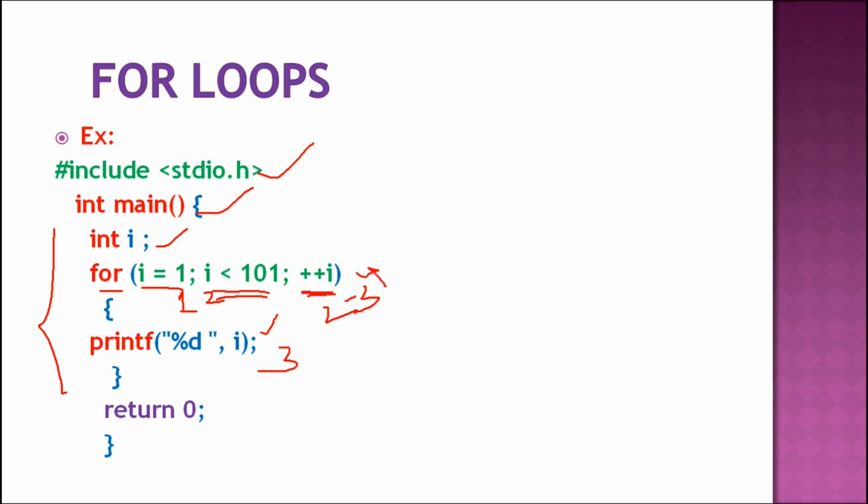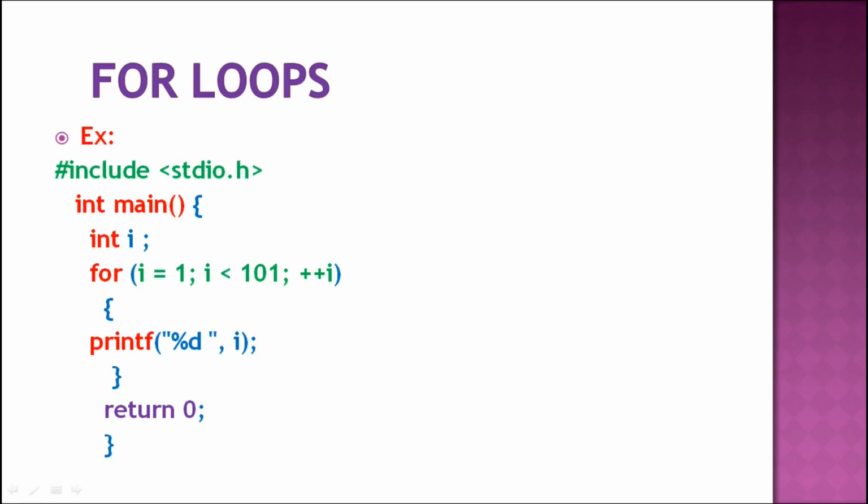that means 4. In this way it repeats the same expression, that means it increases the value up to 100, and 100 is less than 101, so it prints 100 values. When i reaches 101, it is not less than, it is equal to, so up to the value 100 the test is true. It prints the values 1 to 100 in this way, and finally it returns the value 0 if the program is executed successfully.